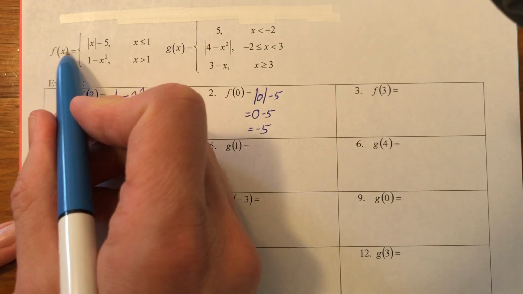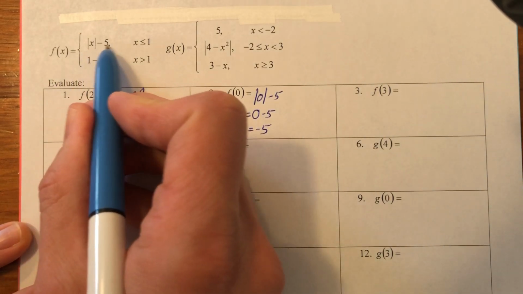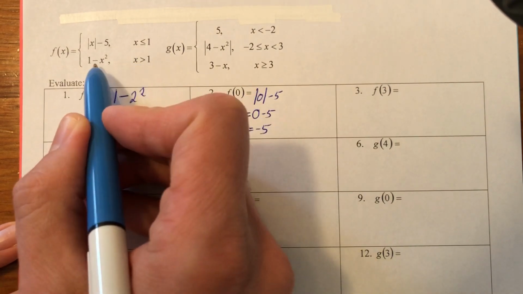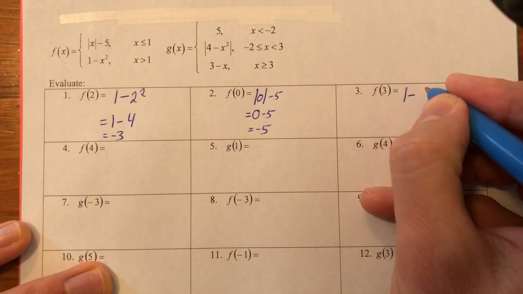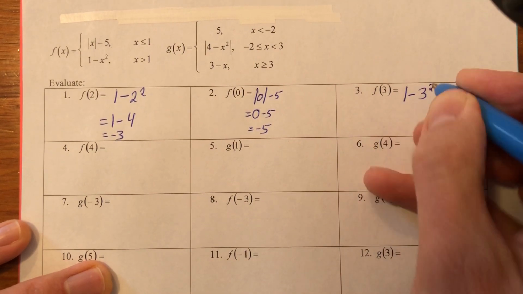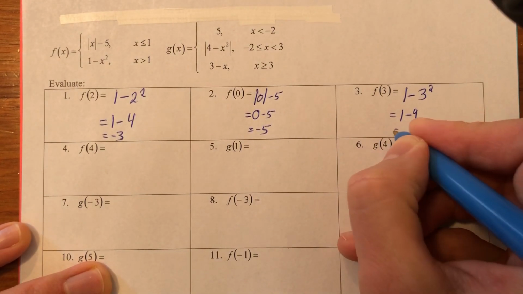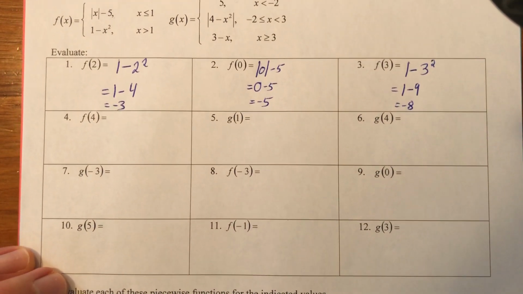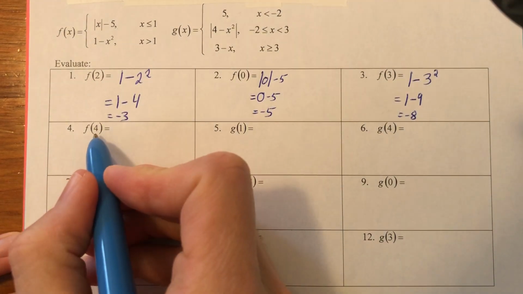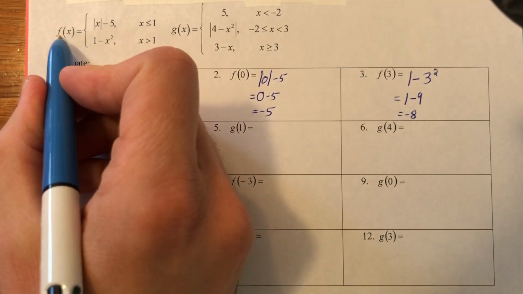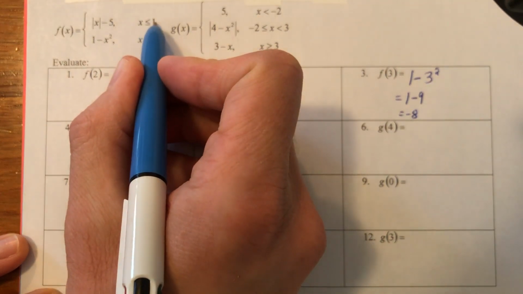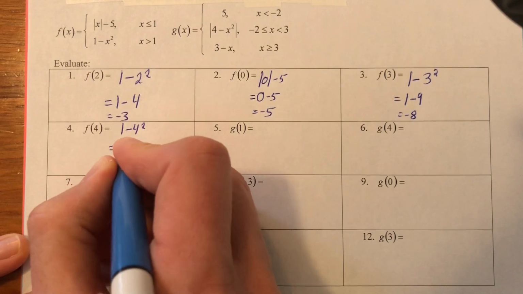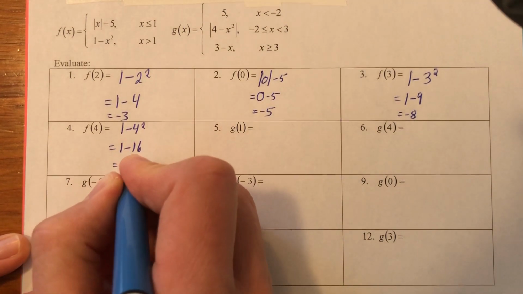So f of 3. 3, f function. Do I use this? Do I use this? Well, 3 is less than or equal to 1. Well, that's not true. 3 is greater than 1. That's true. Here we go. 1 minus x squared. X is 3. So 1 minus 9. That's going to give me negative 8. All right, again, I recommend that you mute it. Try these on your own because I'm going to start going kind of fast. F of 4. Here's f. 4 is not less than or equal to 1. 4 is greater than 1. So 1 minus 4 squared. 1 minus 16. That is negative 15.